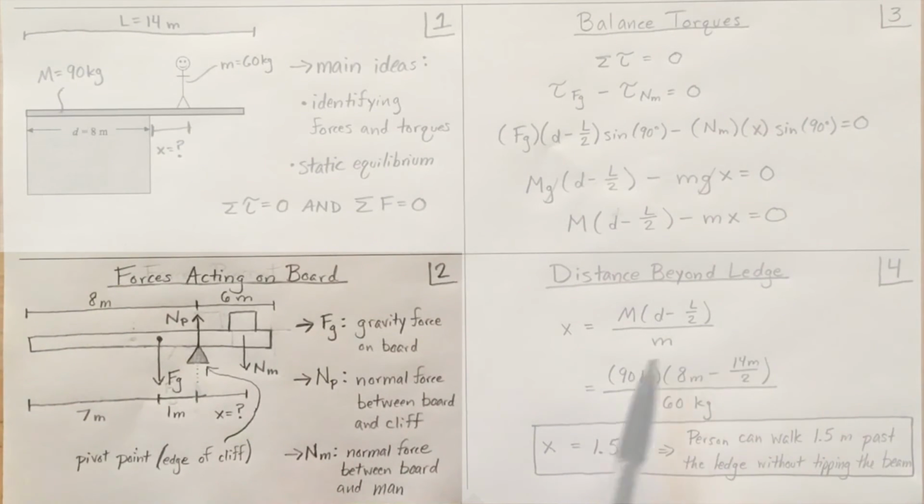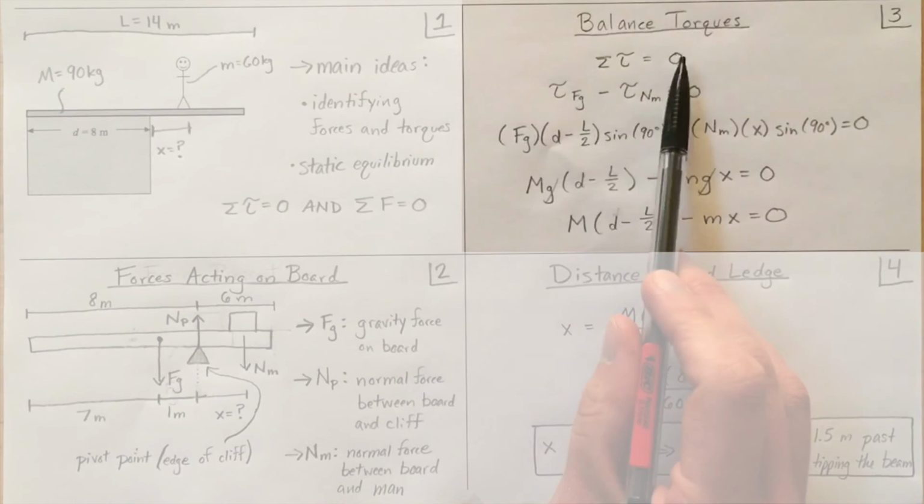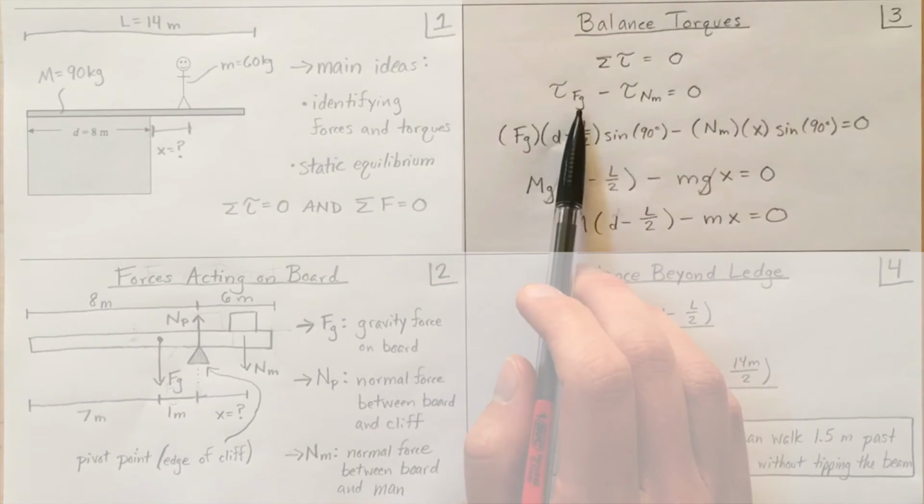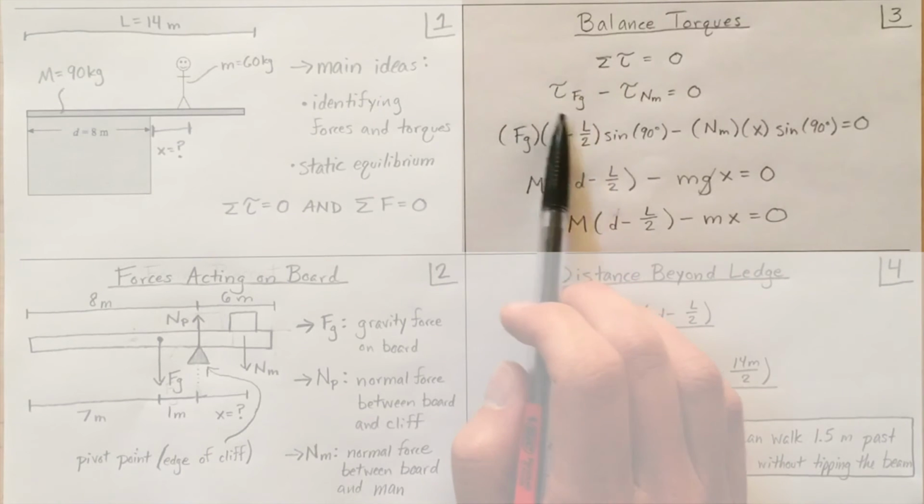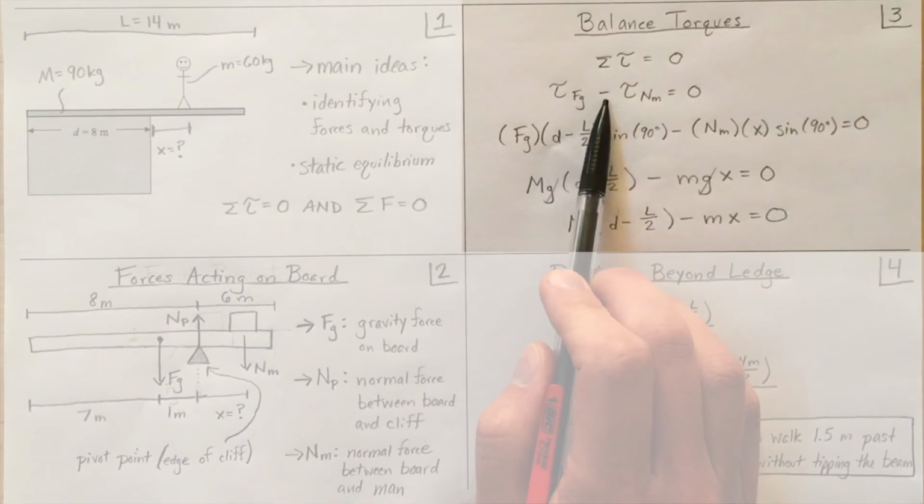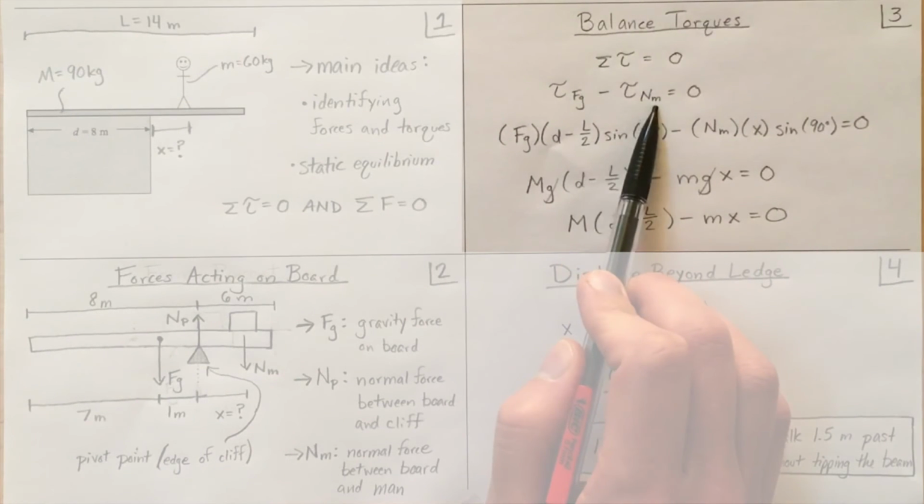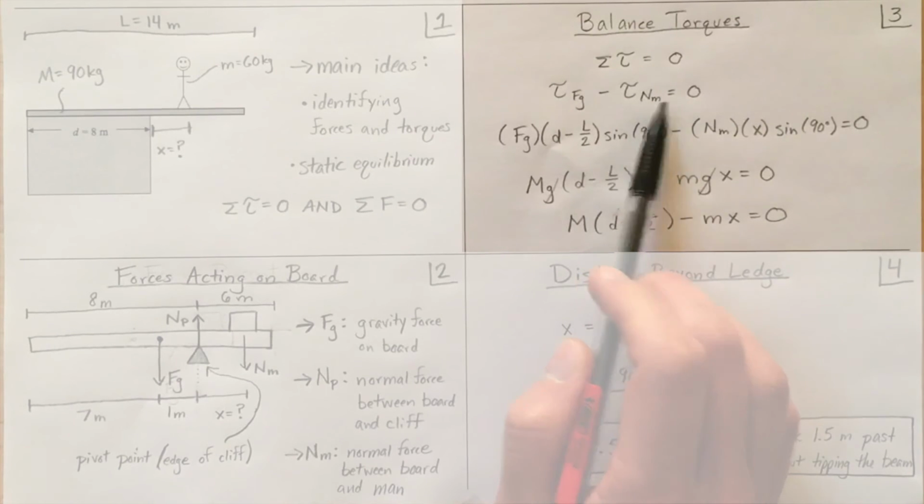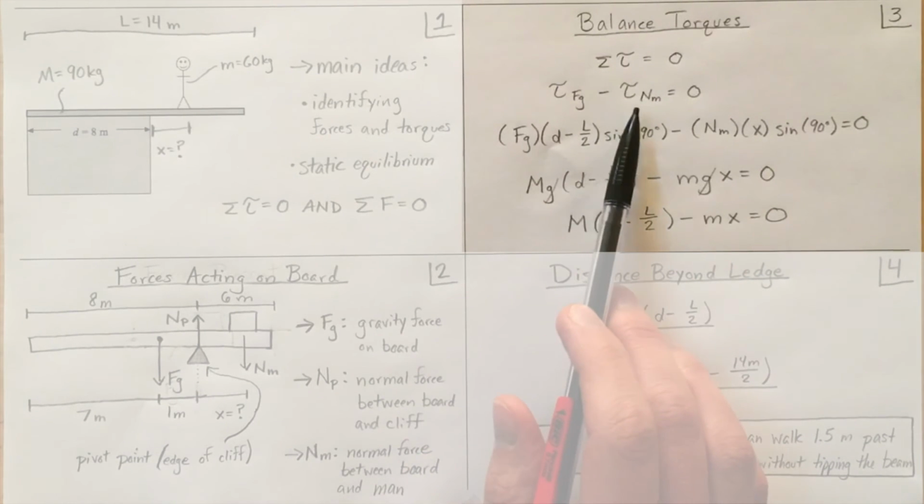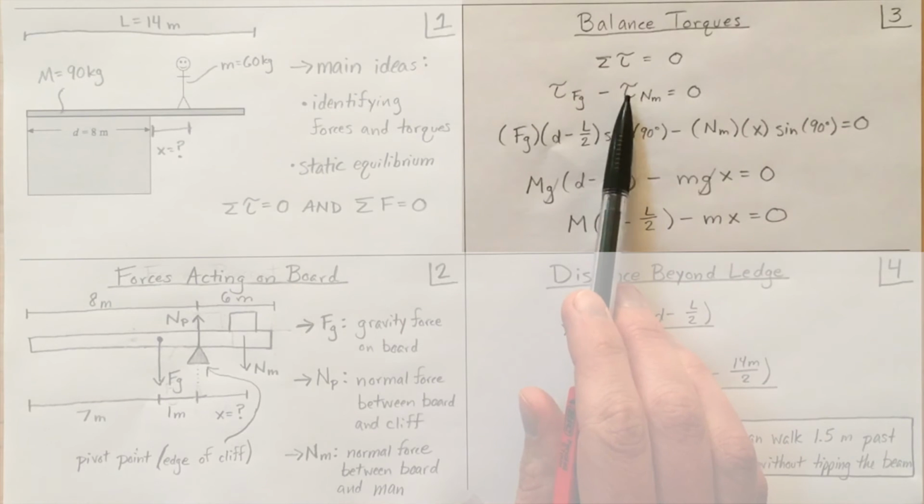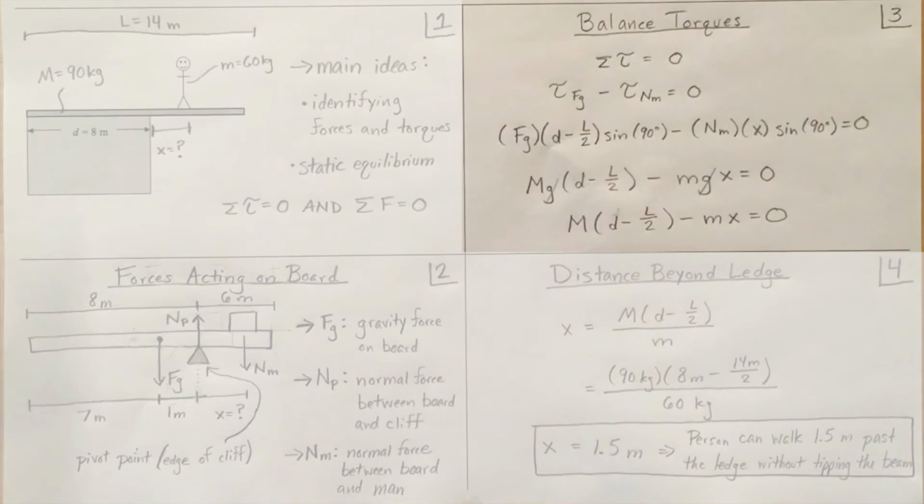Ultimately, we want to solve for the unknown distance between the pivot point and the normal force from the man, because that's going to be how far the man can walk out past the edge of the cliff without tipping the beam. To find this, we will balance the torques. The torques present in this situation are the torque due to the force of gravity acting on the board and the torque due to the normal force acting on the board from the man. The normal force from the pivot does not supply a torque because it's acting at the pivot.